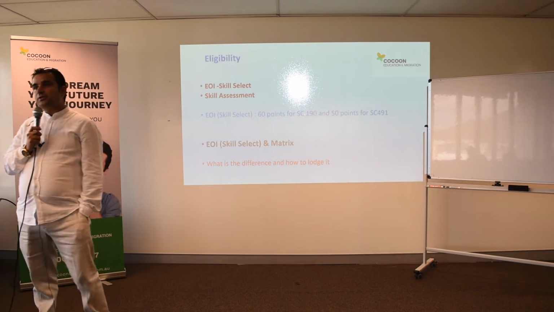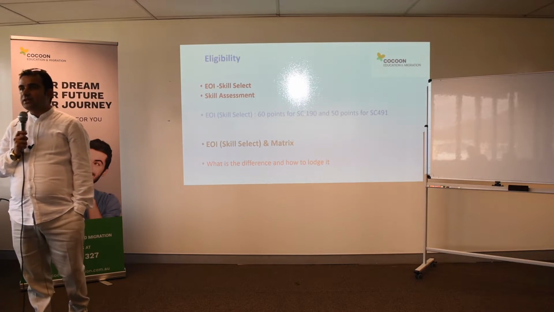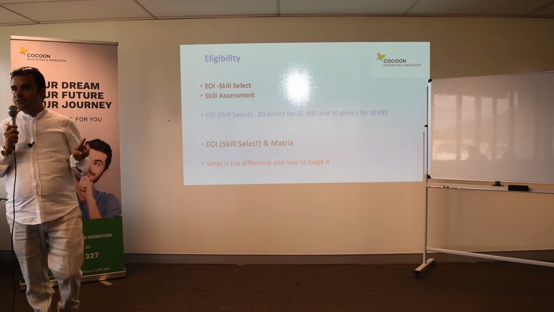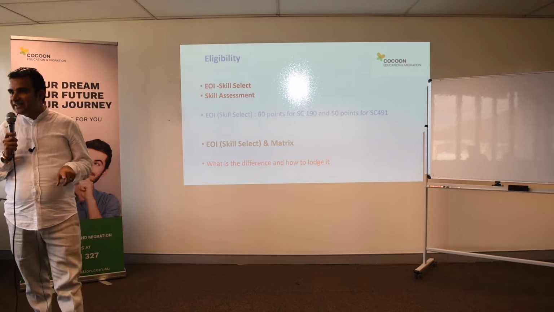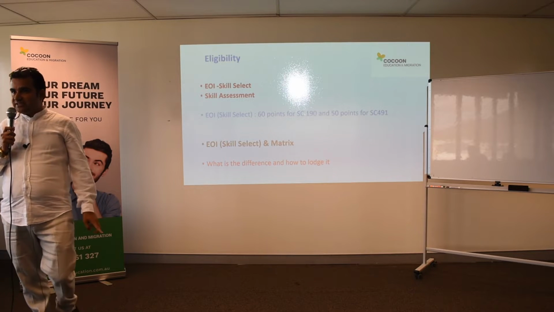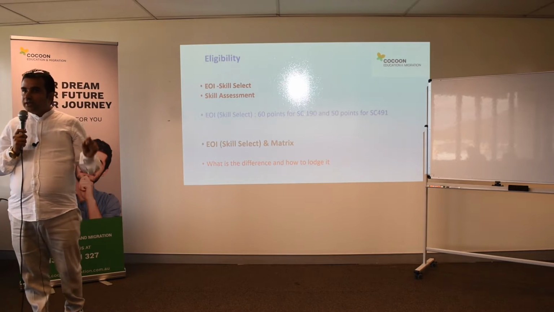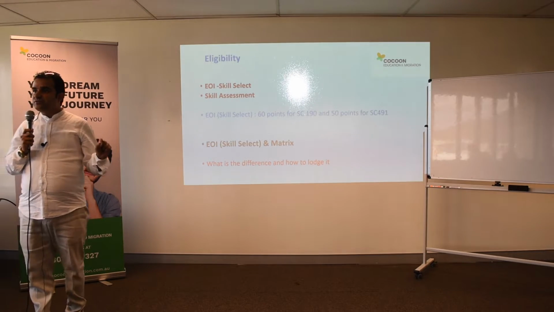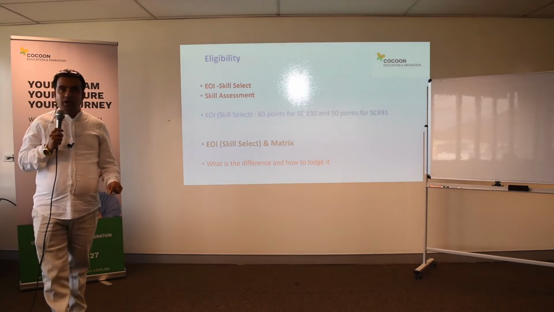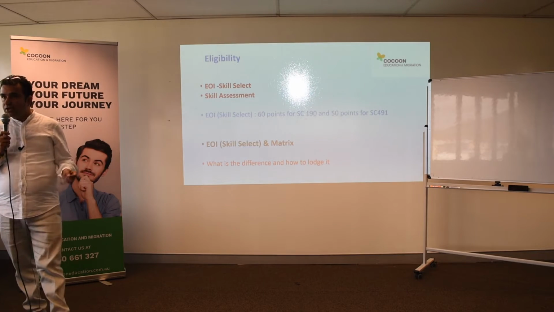First of all, we need to be clear about the point system. There are actually 2 point systems. One is the expression of interest for SkillSelect, and the other one is the matrix system. These two are totally different point systems. The expression of interest, EOI, is for Department of Home Affairs purposes, and the matrix system is only for Australian Capital Territory nomination.